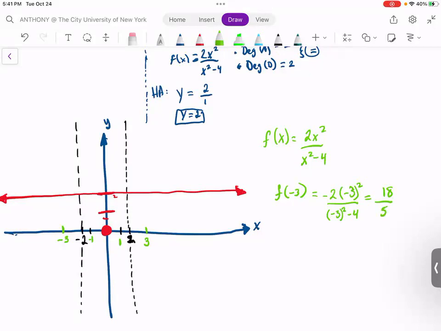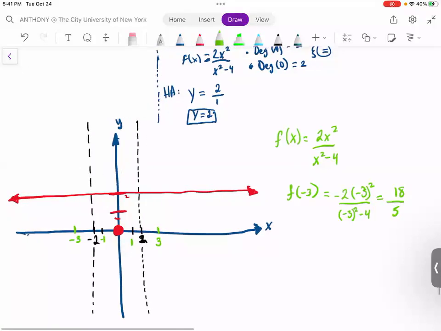Now look at this fraction, 18 over 5, by the way. Is 18 over 5 greater than or less than 2? It's definitely greater than. The reason why I'm asking you that is... nope, -3 squared is 9. 9 times 2 is 18. In the denominator, you have -3 squared, which is 9. 9 minus 4 is.